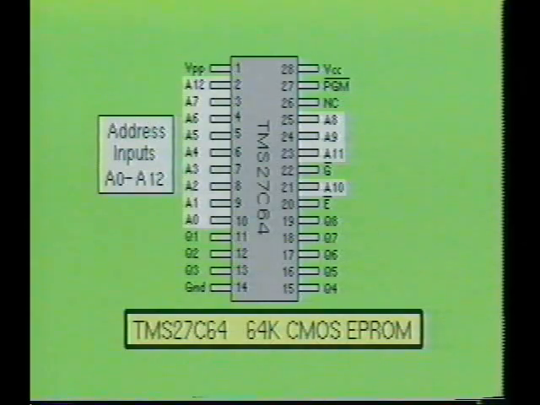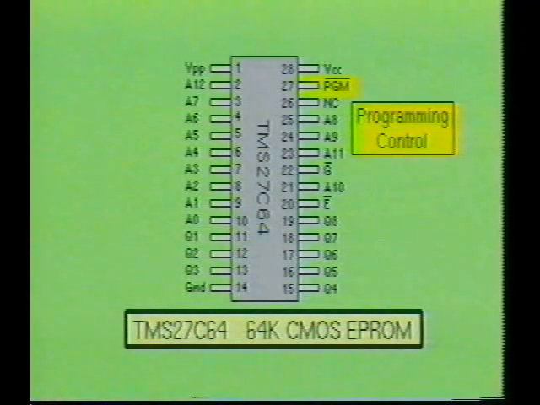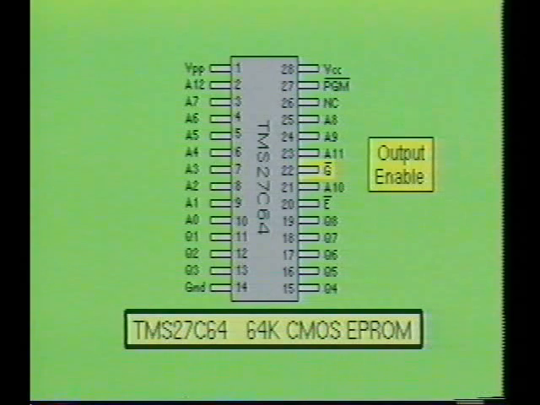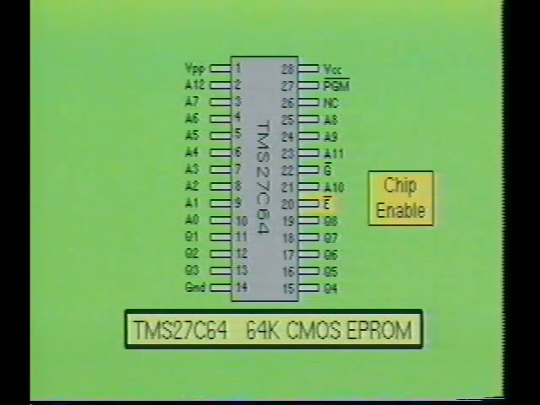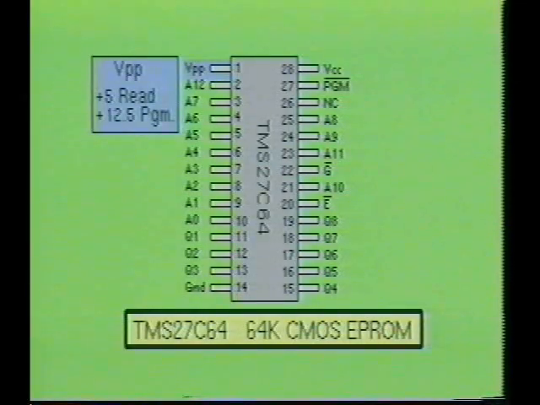The TMS27C64 has 13 address inputs labeled A0 through A12, 8 data input outputs labeled Q1 through Q8, and 3 control inputs labeled not PGM for program, not G for output enable, and not E for chip enable. This IC also contains 2 power supply pins. VCC is plus 5 volts, and VPP is plus 5 volts for normal read operations and 12.5 volts for programming operations.